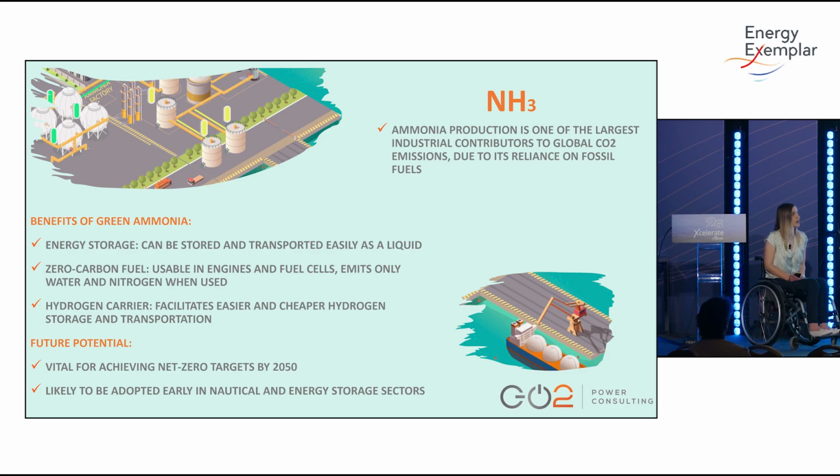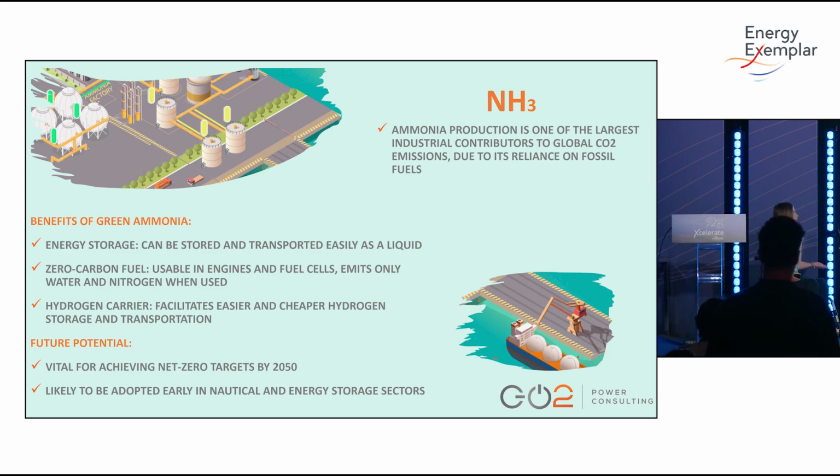Furthermore, hydrogen is also used to produce ammonia. Traditional ammonia production is one of the largest industrial contributors to global CO2 emissions due to its reliance on fossil fuels. Green ammonia, on the other hand, stands for ammonia that is produced through processes that are entirely renewable and carbon-free. Benefits of green ammonia extend even beyond just its production.